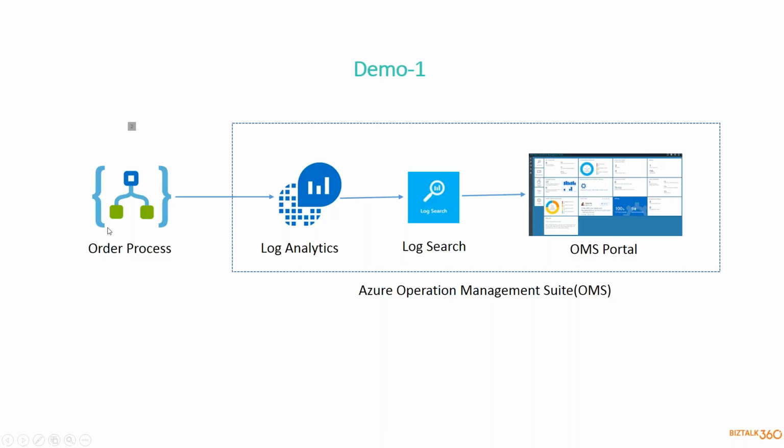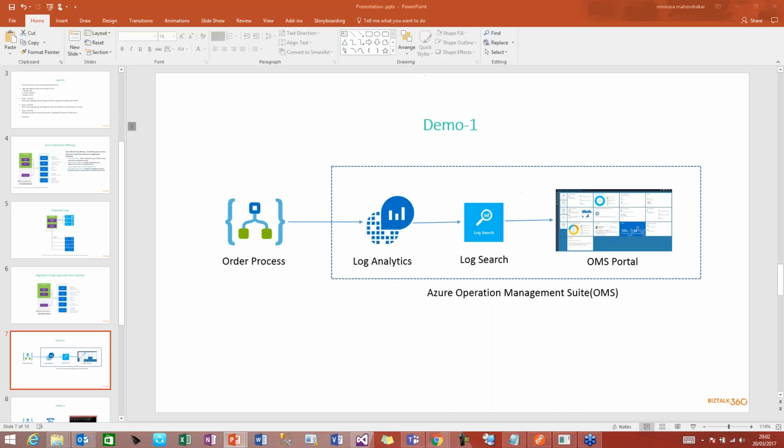I have a logic app called order process, and I will be pushing all the diagnostic logs to Log Analytics by enabling the diagnostic log settings, which I already showed you. Once the data starts pumping into Log Analytics, we can use the log search to query the data. I will show you how we can query the data, and for the various visualizations, use those search queries and bring them onto the OMS portal and create a very good looking dashboard for our order process. That's going to be my first demo.